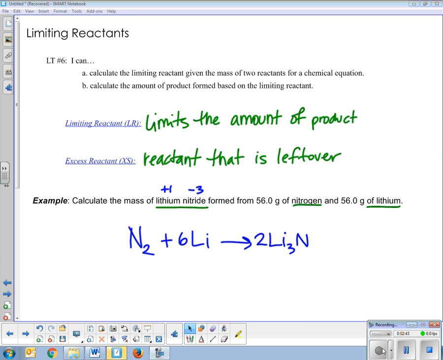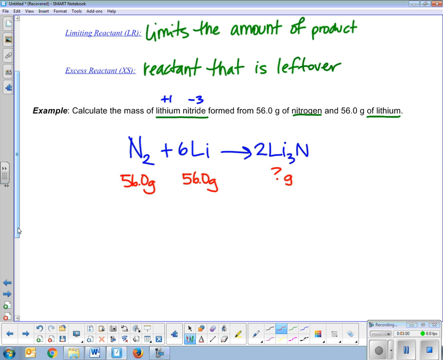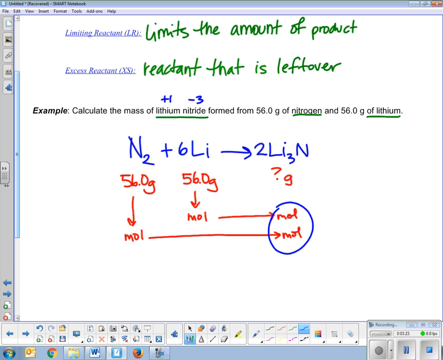So I'm looking at amounts of 56.0 grams of both my reactants. And the question is, how much product is formed? So just like before, this is a mass-mass problem. The difference is now we have 2 masses we start with, and we've got to figure out which one to use. So we're going to convert both to moles. But from there, we're going to convert both to moles of your lithium nitride. And we're going to compare these 2 amounts. These are the 2 that we compare.